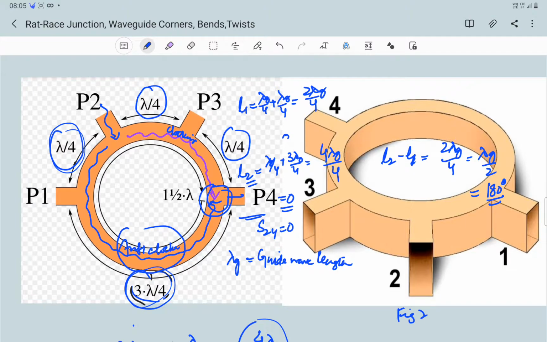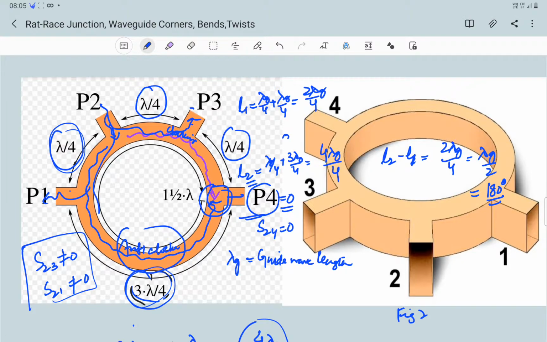So what does that mean? That means a signal being fed at port 2 doesn't reach port 4. It comes out at ports 3 and 1 in this case. So S23 won't be 0 and S21 won't be 0. This can be proved by finding the phase difference between ports 2 and 3 and the phase difference between ports 2 and 1.